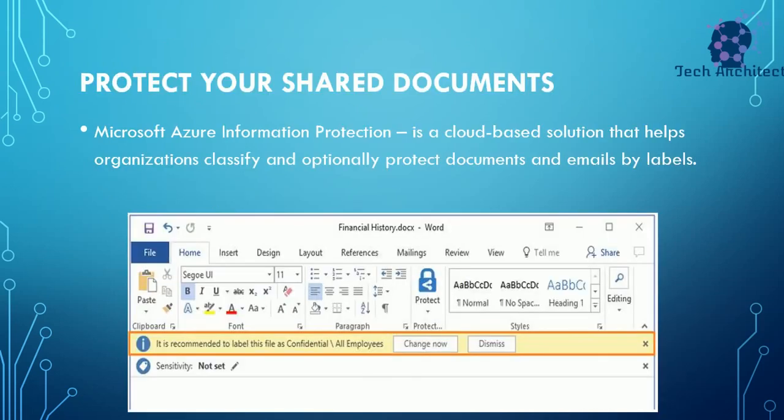Protect your shared documents through Microsoft Azure Information Protection, which is a cloud-based solution that helps organizations classify and optionally protect documents and emails by applying labels. After your content is classified, you can track and control how the content is used. For example, you can analyze data flows to gain insight into your business, detect risky behaviors and take corrective measures, track access to documents, and prevent data leakage or misuse of confidential information.